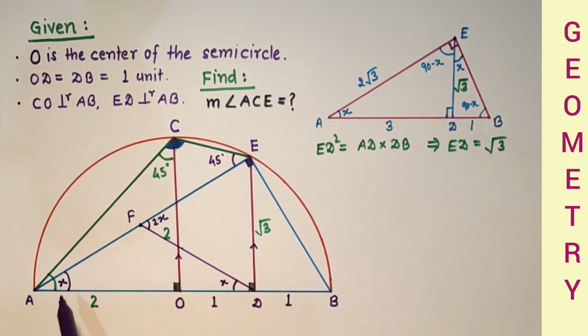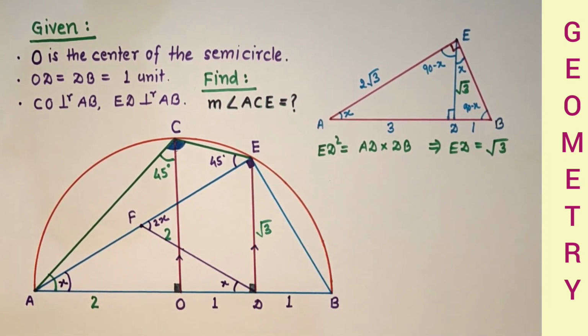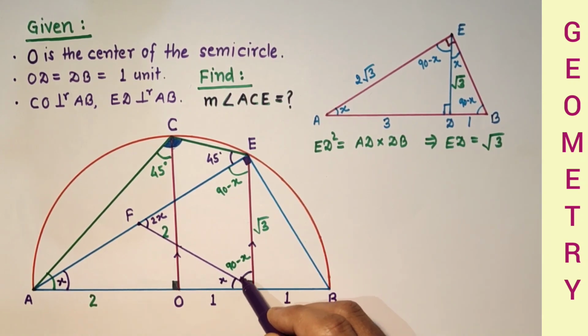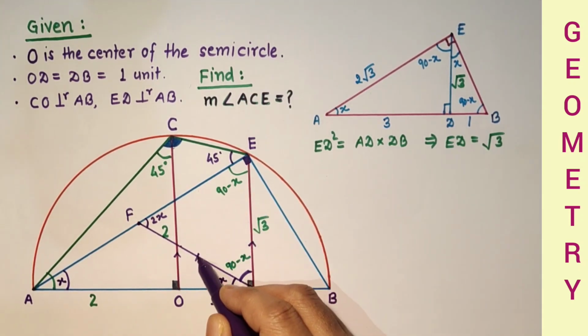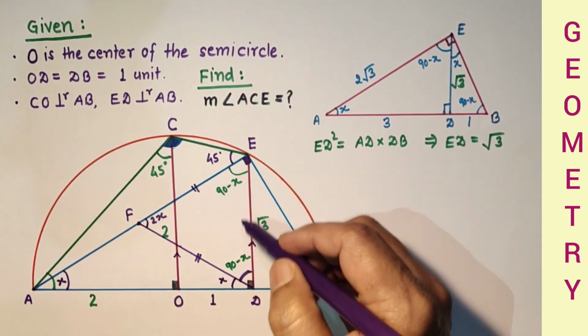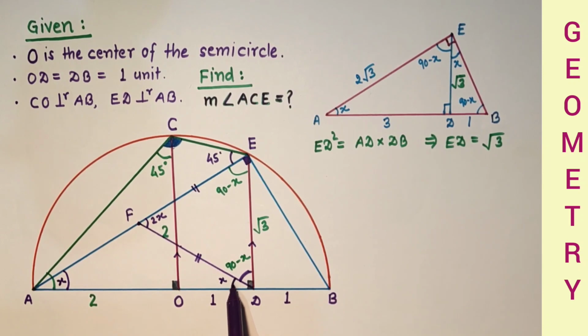Exterior angle is equal to the sum of the two remote interior angles. This is 90 and this is X, so this will be 90 minus X. These two angles are equal. So this is an isosceles triangle, and these two sides will also be equal. Base angles are equal, so sides opposite to equal angles are equal. But this angle X is equal to this angle X, so this is also isosceles, so this will also be equal to FD. FD, FA, FE are all equal.